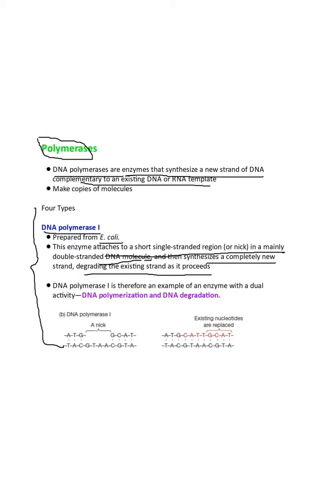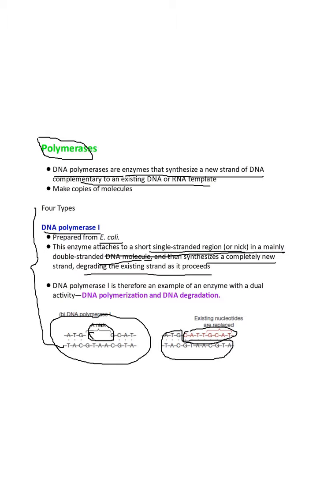Let's take this example of a DNA sequence. It attaches to a short single stranded region or nick. Let's say DNA polymerase attaches here, so it produces a nick. Thus these strands which are missing from here are readily reproduced. In this you can see new nucleotides are replaced, and it removes the existing strand as it proceeds. This is the new strand that it forms. I'll produce a better example for you in the next slide.